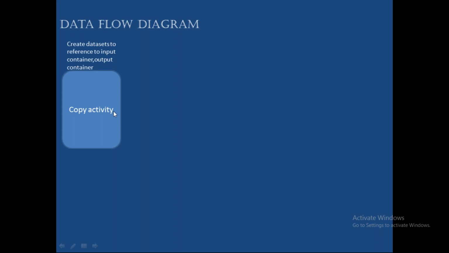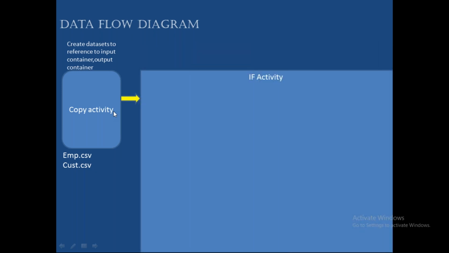Now, how many files have I read from the source and written? Let's say I have emp.csv and cust.csv in my input container. These two files I have loaded into the output container. So files read equals 2, files written equals 2. I will show you those details when I debug this copy activity in detail. Once I copy this data, I will pass these details to my if activity.